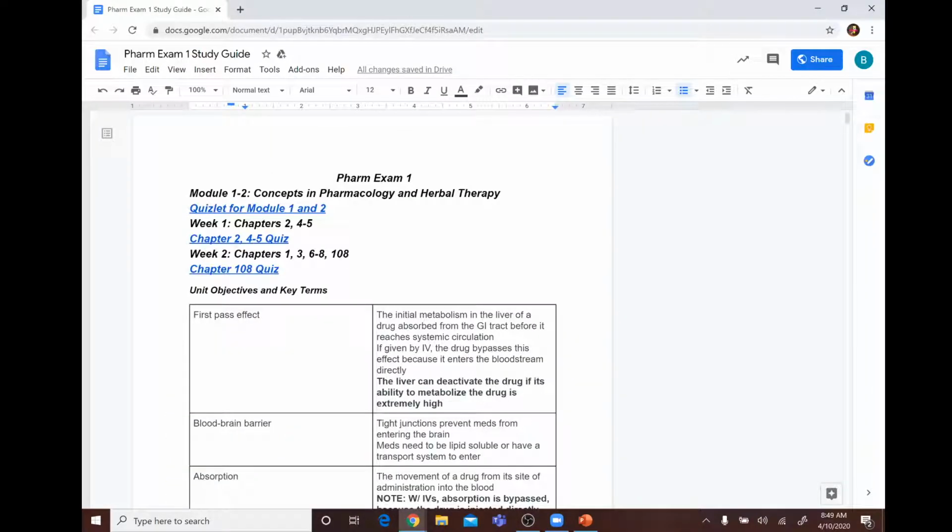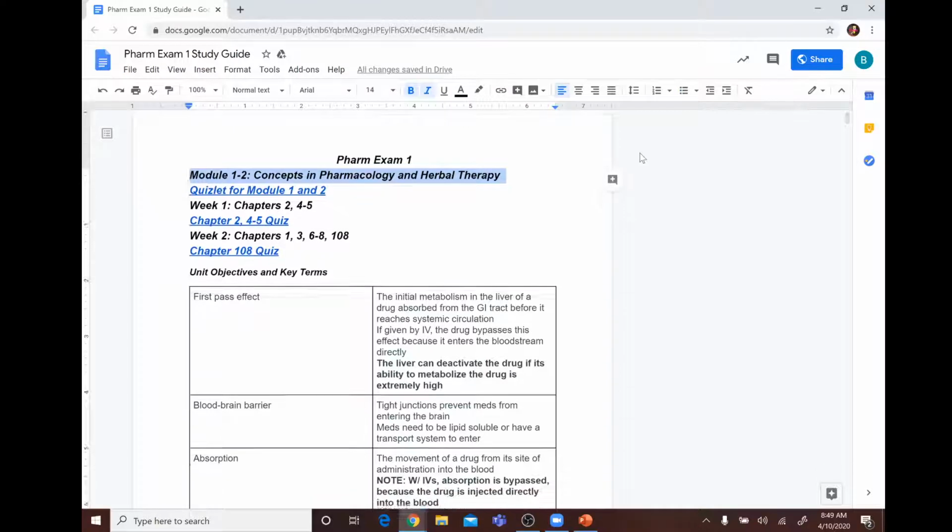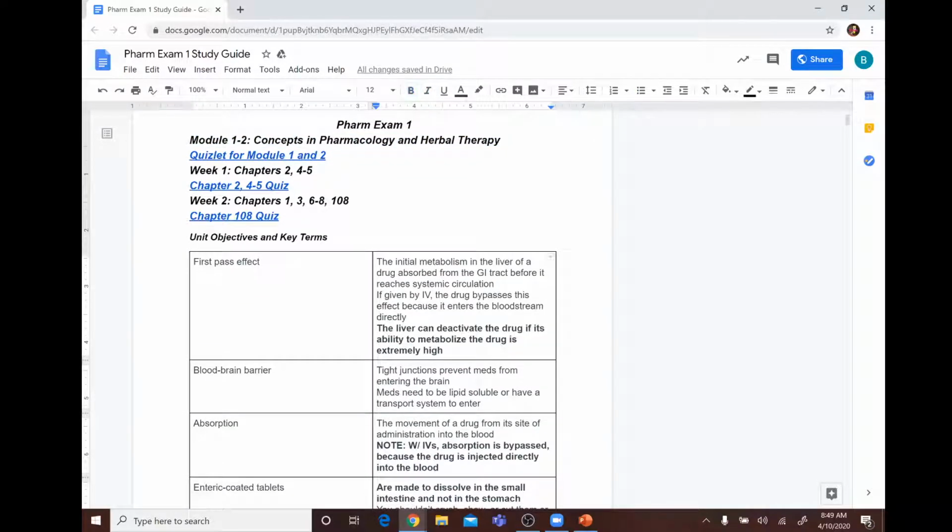Alright, today we're going to go over modules 1 and 2 and herbal therapy. So, what is the first pass effect? Initial metabolism in the liver of a drug absorbed from the GI tract before it reaches systemic circulation. However, if you give it by IV, it completely bypasses the first pass effect.